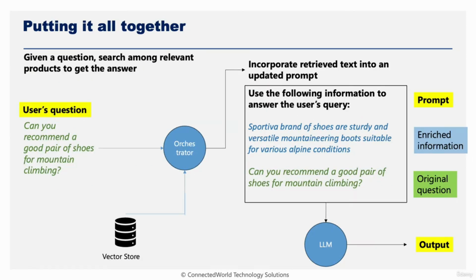So if you put all these together, this is how it looks. First, the user asks a question, and in this case, the user is asking for a good pair of shoes for mountain climbing. The orchestrator goes and pulls the relevant documents for mountain climbing from the vector store, and then it enriches the user's question with the knowledge that it has obtained from those documents and supplies it to the LLM. And the LLM uses the enriched information to come up with an output.